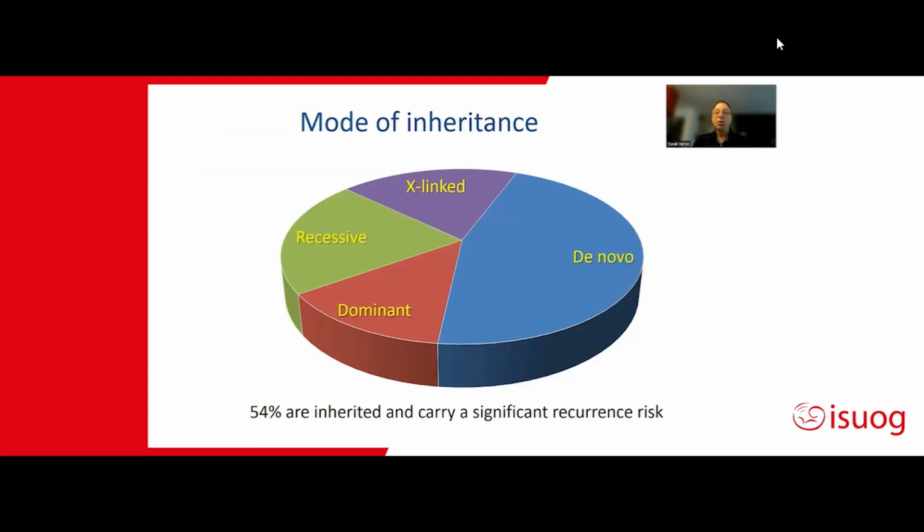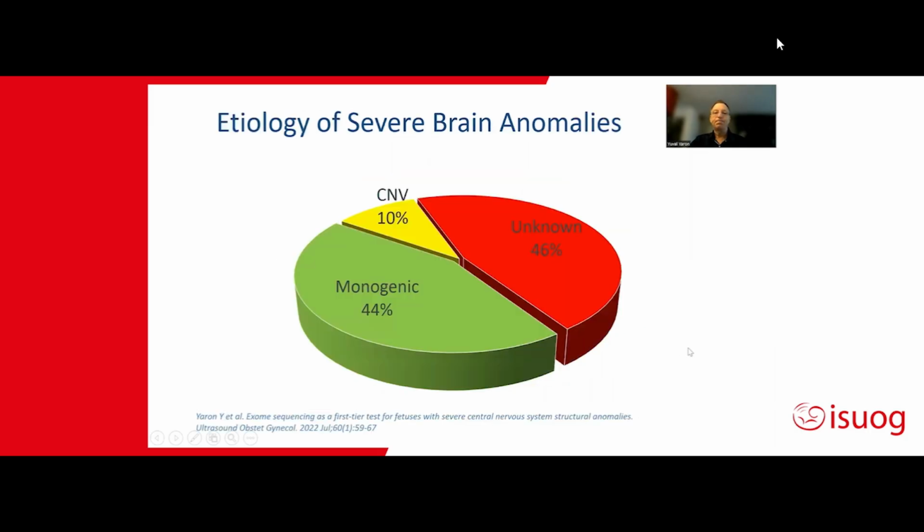When we looked at the mode of inheritance of these abnormalities, we found that the majority of them were actually inherited, either X-linked, recessive, or dominant, from an apparently unaffected or mildly affected parent, and slightly less than 50% had been de novo. So this has significant implications for patients, and indeed some of the patients with recessive or X-linked condition went on to undergo pre-implantation genetic testing at our center to eliminate the recurrence.